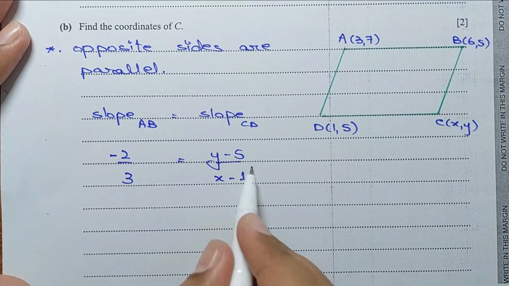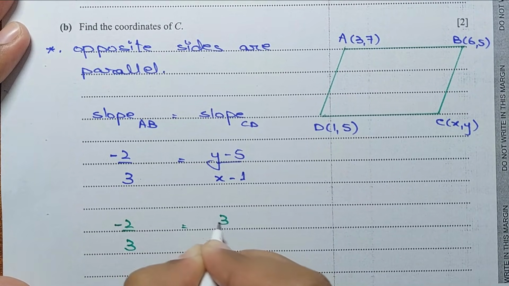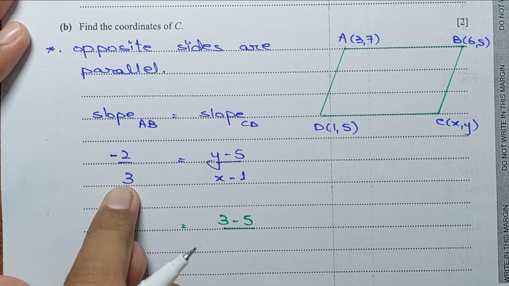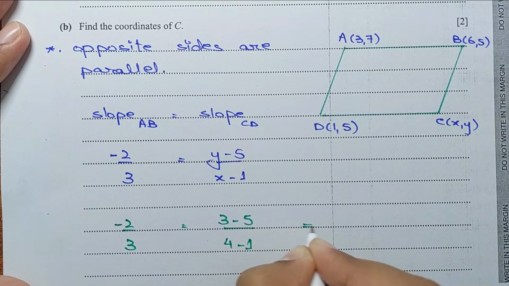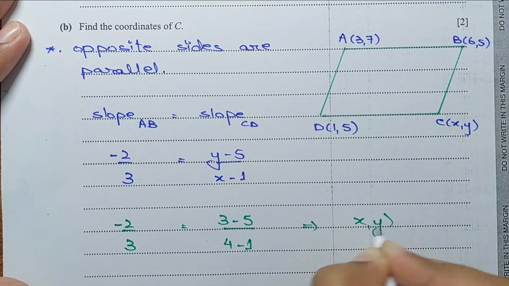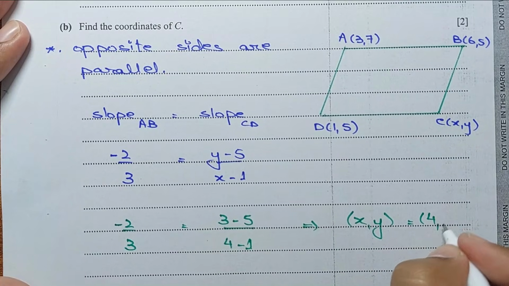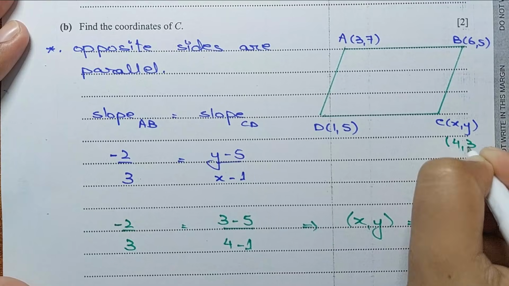3 take away 5 is minus 2. Minus 2 over 3. So from 3, if you subtract 5, you will get minus 2. And to get 3, from 4 minus 1, you have 3. So from here, the x coordinate is 4 and the y coordinate is 3. So these are the coordinates for C, which is 4 and 3.